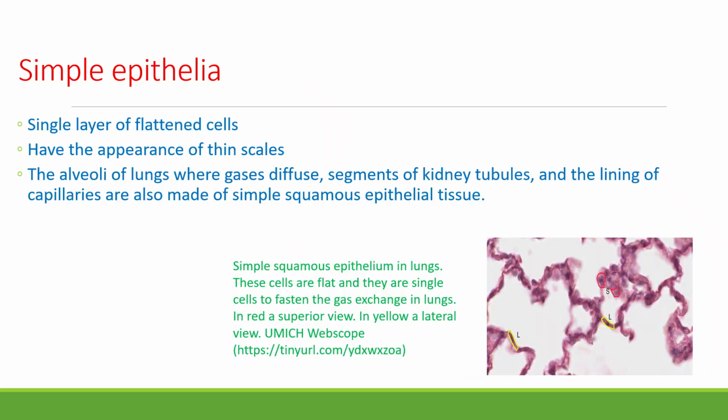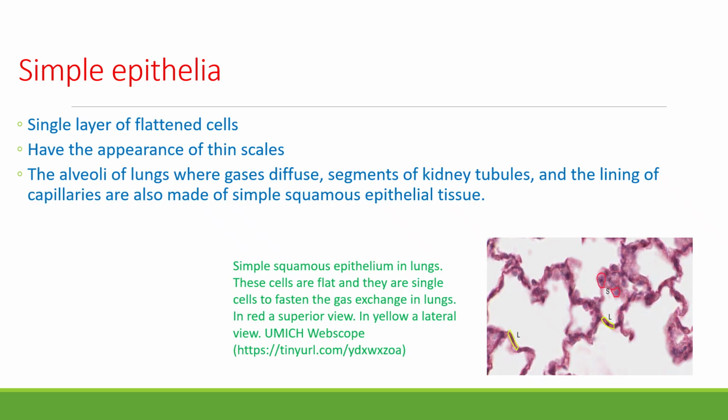All right, let's go through these tissues and talk about some things. You're going to want to know a description of the tissue, its function, and where you would find it. So this is a really great place to do some flashcards. Our first one we're going to talk about is simple squamous epithelial tissue. This is a single layer of flattened cells. They look like thin scales.